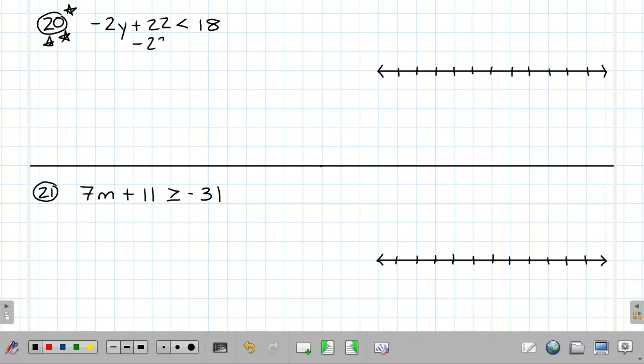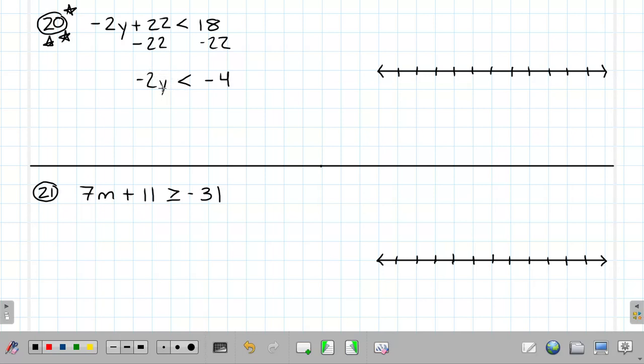Well, I would subtract 22. We get negative 2y. And then over here we get negative 4. So as we go down, once again, all I did in this step was subtract 22, which isn't multiplying or dividing at all. So in this case, we don't have to worry about it. We just keep the sign the same.